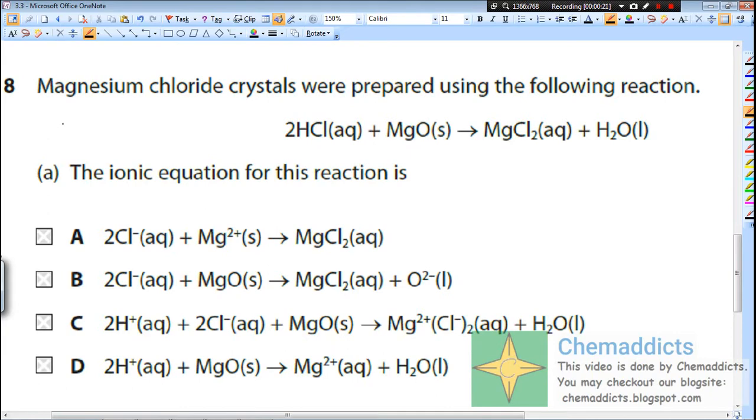So let's at first read this question. Magnesium chloride crystals were prepared using the following reaction. So this is the equation given. Thanks a lot for providing this piece of information. The ionic equation for this reaction is this, and this.